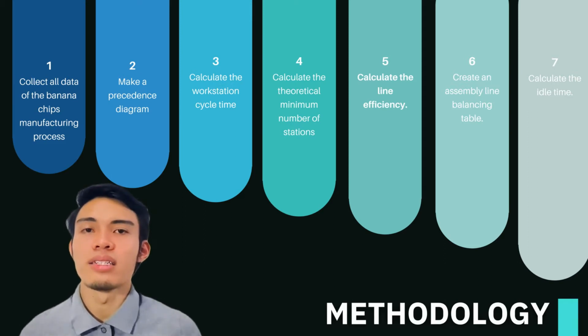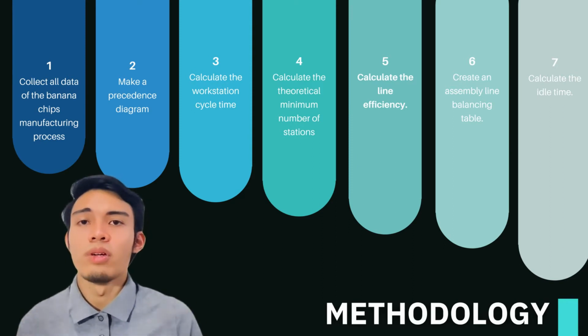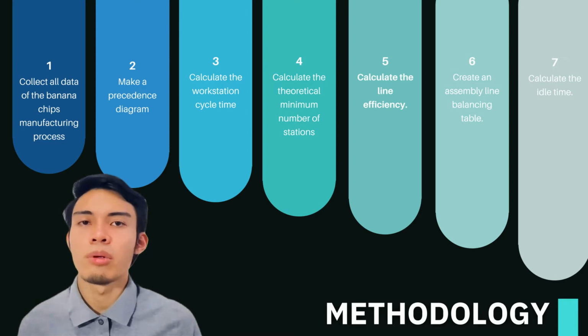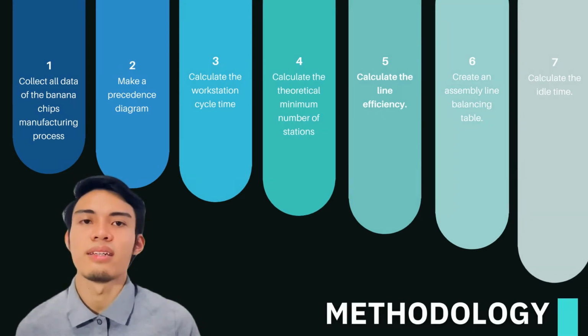Thirdly, calculate the workstation cycle time, which is the maximum amount of time spent at each workstation. Then, we need to calculate the theoretical minimum number of workstations and the line efficiency. After that, create an assembly line balancing table. And lastly, calculate the idle time for this case study.